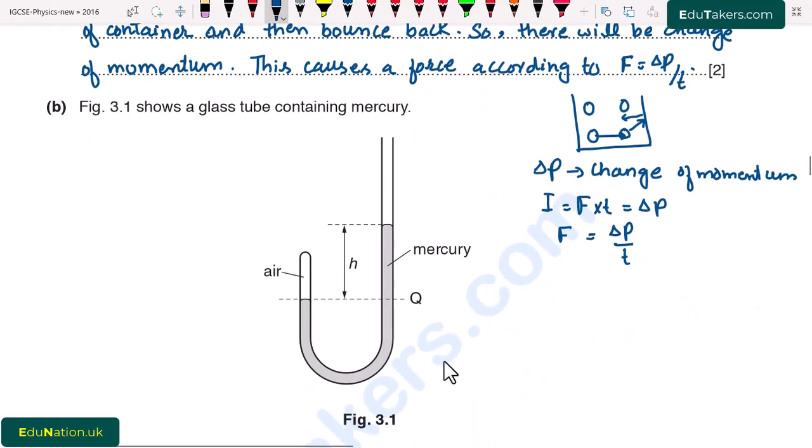Part B. Figure 3.1 shows a glass tube containing mercury. Here is figure 3.1 and we can see that there is a tube. Inside this there is mercury filled and there is a point Q that is mentioned here.